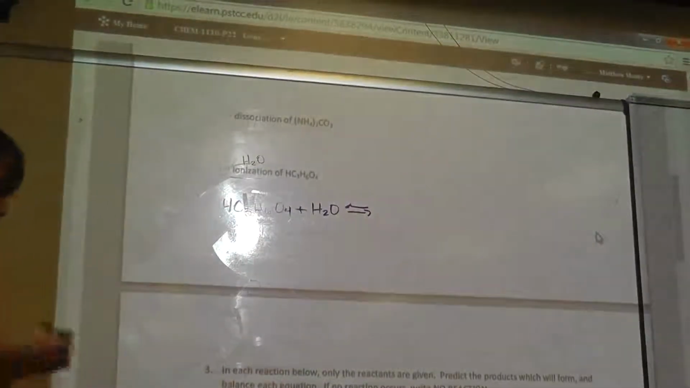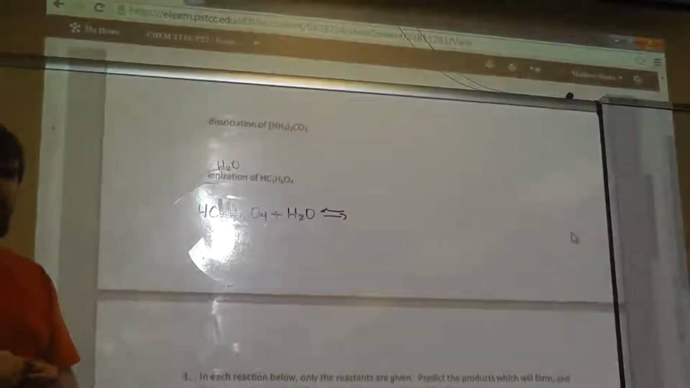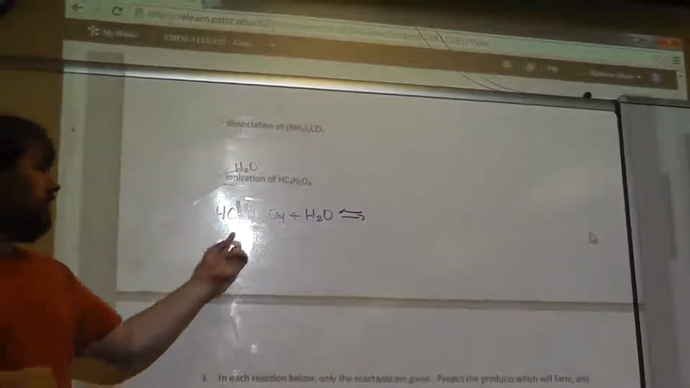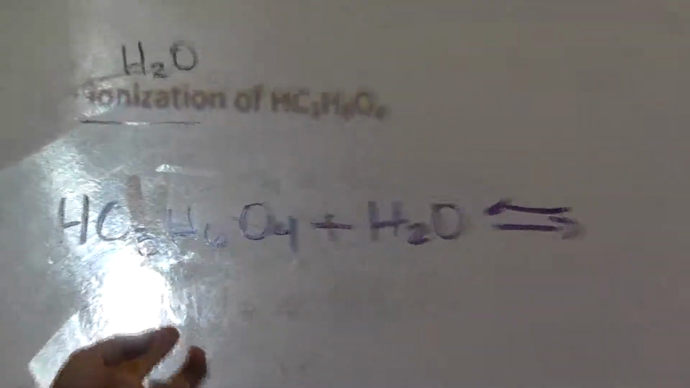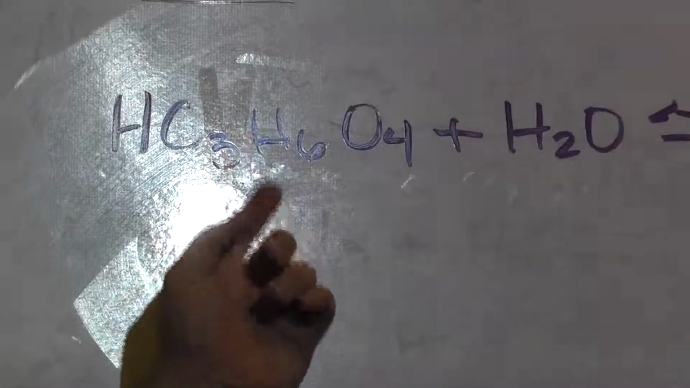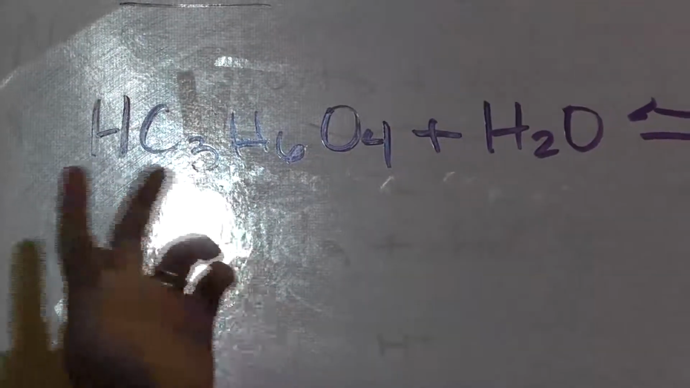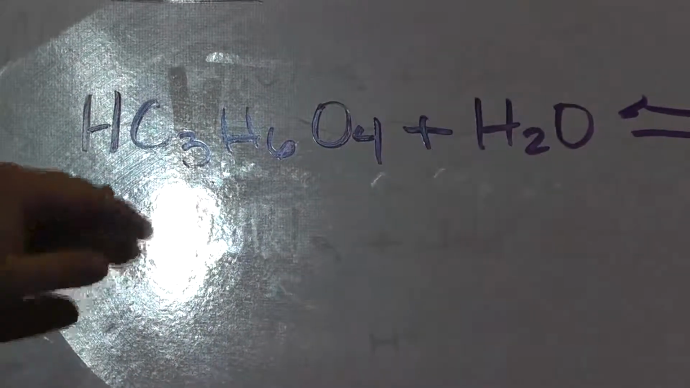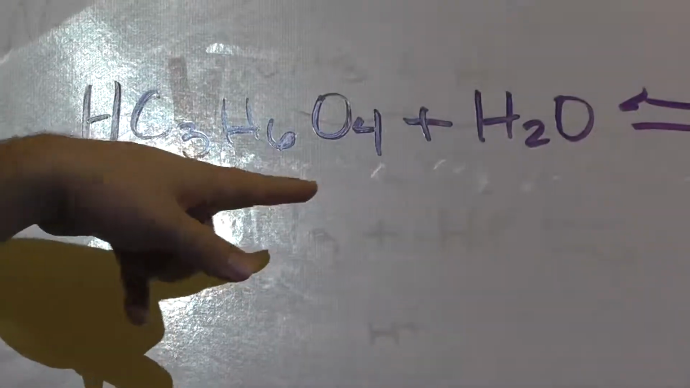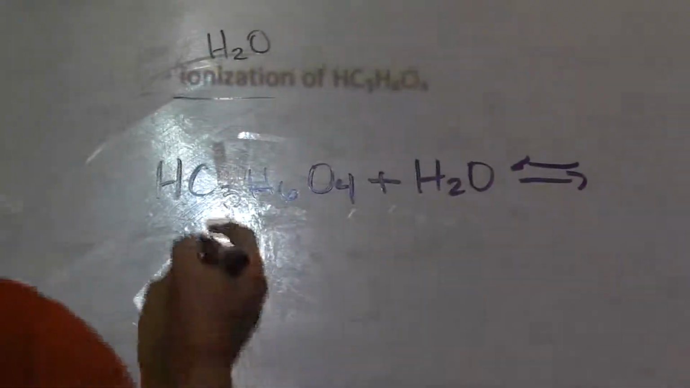Why is this a two-way arrow? That's a weak acid. Water is always weak. Water can act as a weak acid or a weak base, but your primary guy here is this. He's the guy that's really ionizing. If he's not one of your 7 strong acids, two-way arrow. He would have had to be one of our 7 strongs.